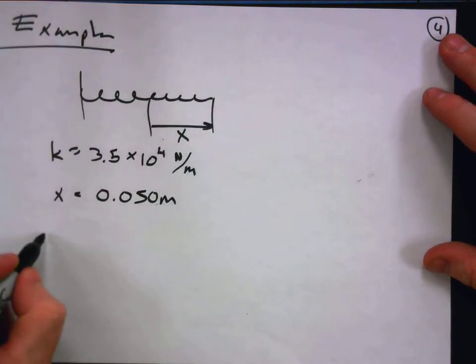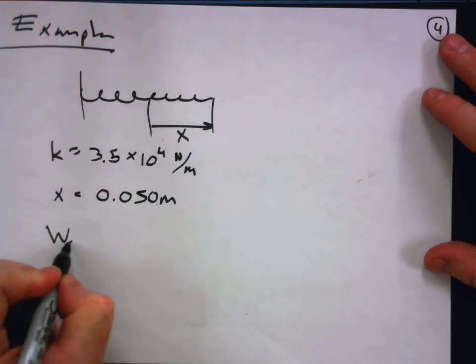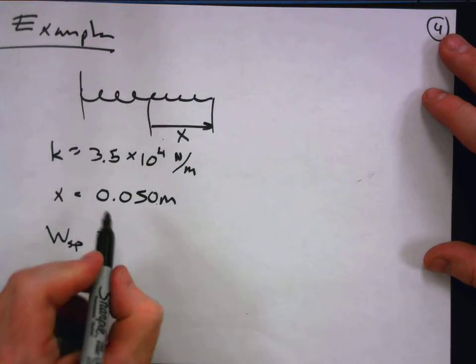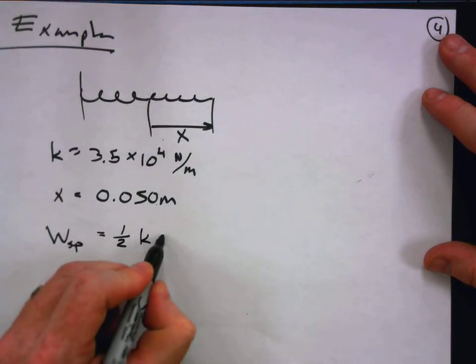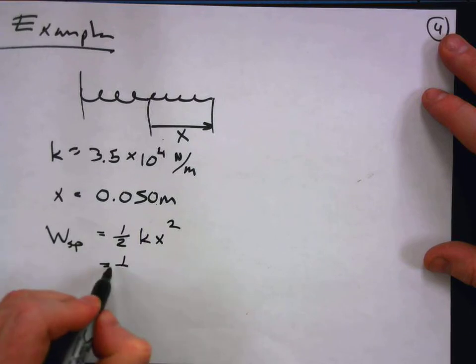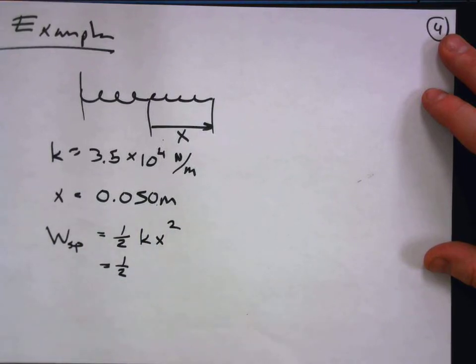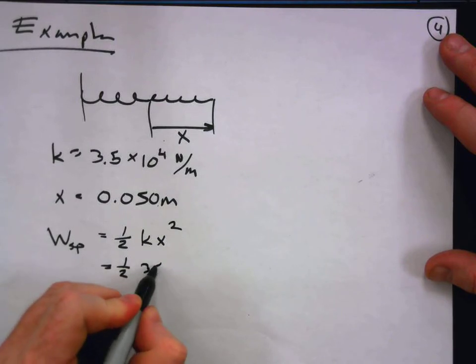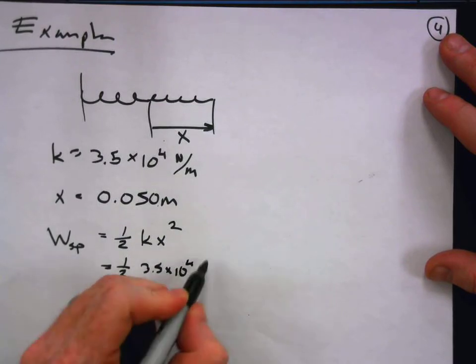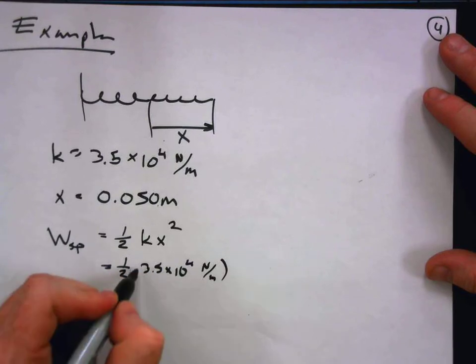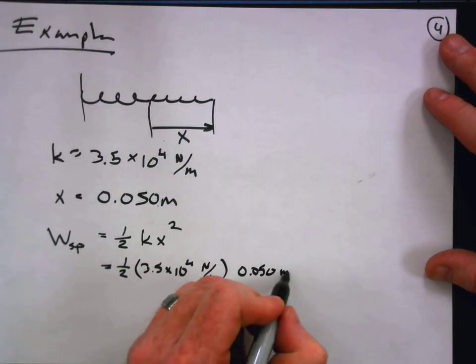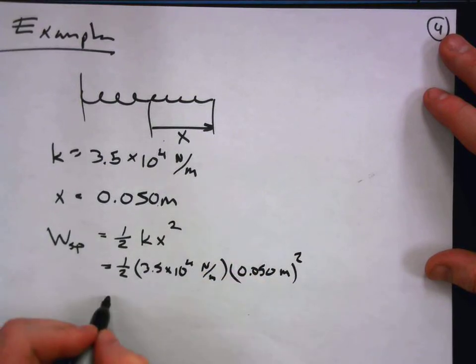Here's what you do. Well, the work you do on the spring. Here's the wording. Work on the spring. Work done on the spring: 1/2 k x squared. Easy peasy. Most of you, I'm sure, really don't have to see this example, do you? 3.5 times 10 to the 4 newtons per meter, x squared, 0.050 meters. Must be squared.